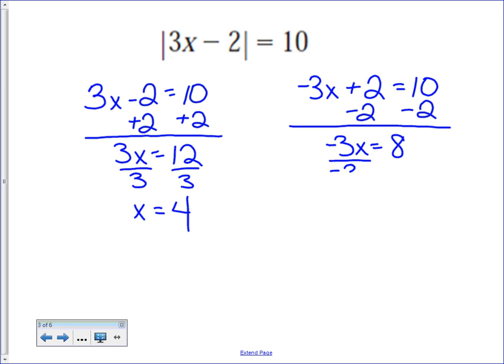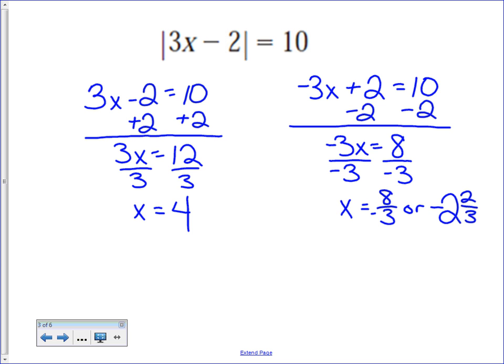Divide both sides by negative 3. We have an improper fraction. You can either leave it as the improper fraction, or you can change it into a mixed number. 3 goes into 8 2 times, so we have negative 2 and 2/3. Again, both of them are solutions to our absolute value equation.